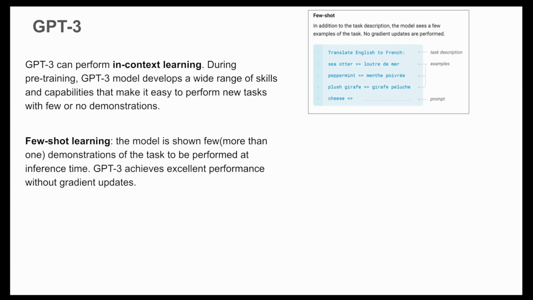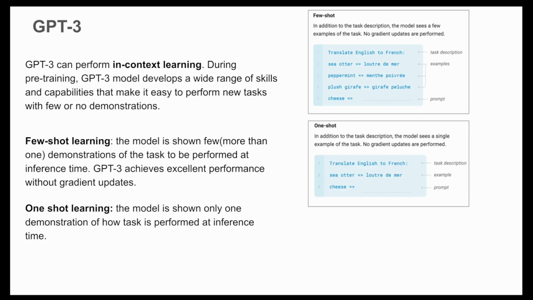Another in-context learning approach is one-shot learning. In one-shot learning, the model is shown only one demonstration of how the task is performed, and then after giving it one demonstration, the model can start performing new things. So in the English to French translation example, you just need to provide only one example of how translation is done from English to French, and then you can ask the model to translate from English to French.